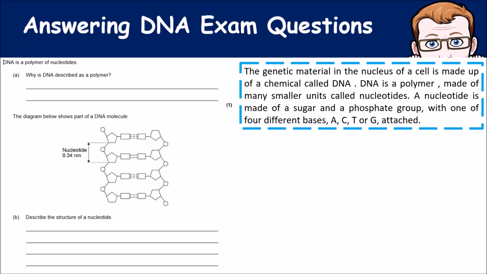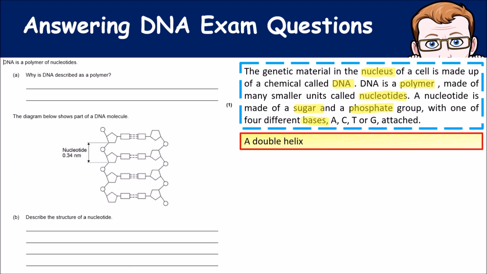Let's have a look at the question. We're going to look at a quick question on the structure of DNA. Just to go through some key bits before: DNA is genetic material, and we find that genetic material in the nucleus of the cell. DNA is a polymer made up of lots of small subunits called nucleotides. A nucleotide is made of a sugar and a phosphate that make its backbone, and it has different bases attached to it.